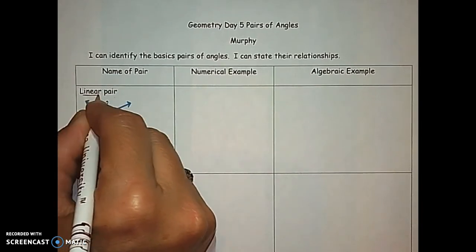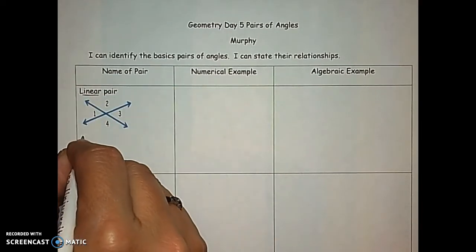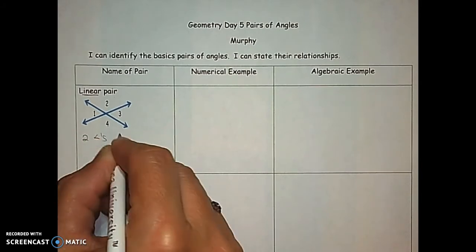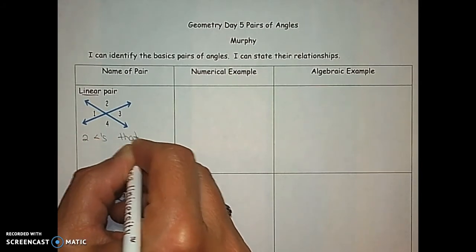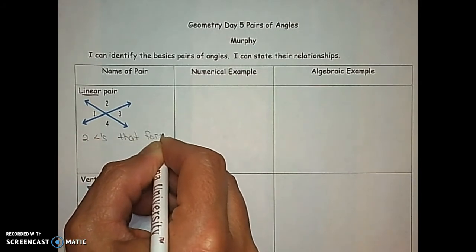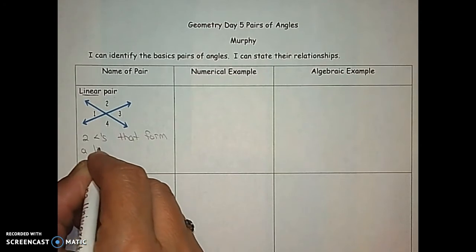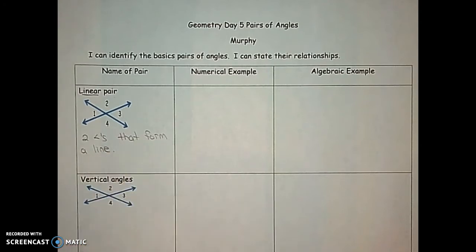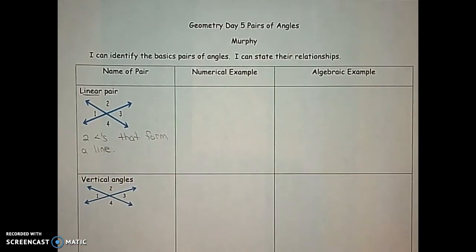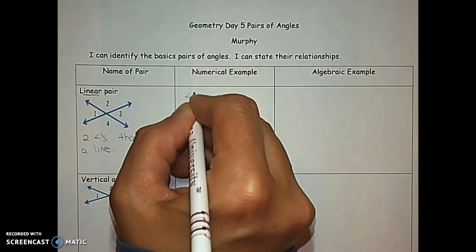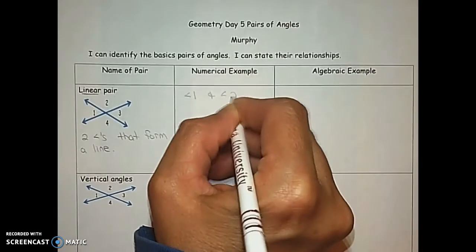Focus on that word line. A linear pair means they are 2 angles that form a line. And as I said, you saw an example of that in your sketchpad activity today. So one example in this particular diagram of a linear pair is angle 1 and angle 2.